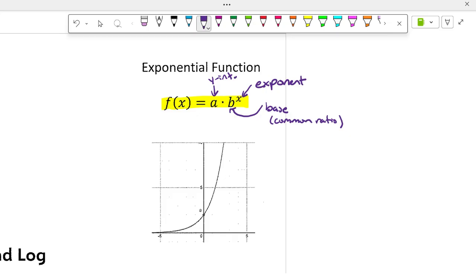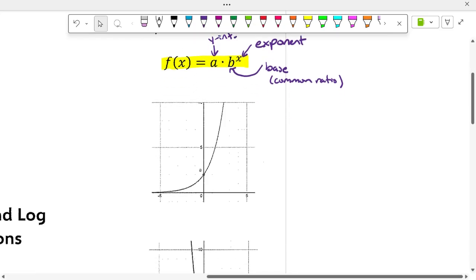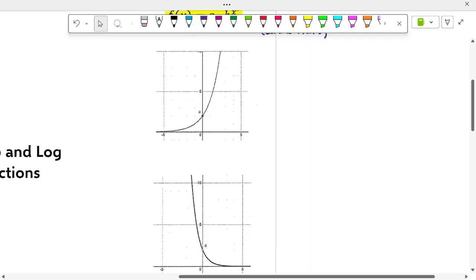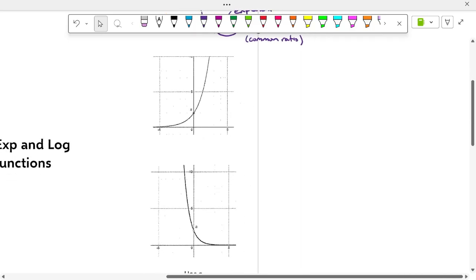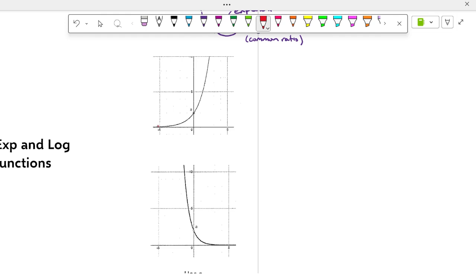Now, there are two key types of exponential functions, exponential growth and exponential decay. All right. You have seen at least the basics of them before. So, if I look at these graphs, which of the two do you think is exponential growth? The top one. So, this top one is exponential growth because if you go from left to right, you start low and then you get high very quickly.